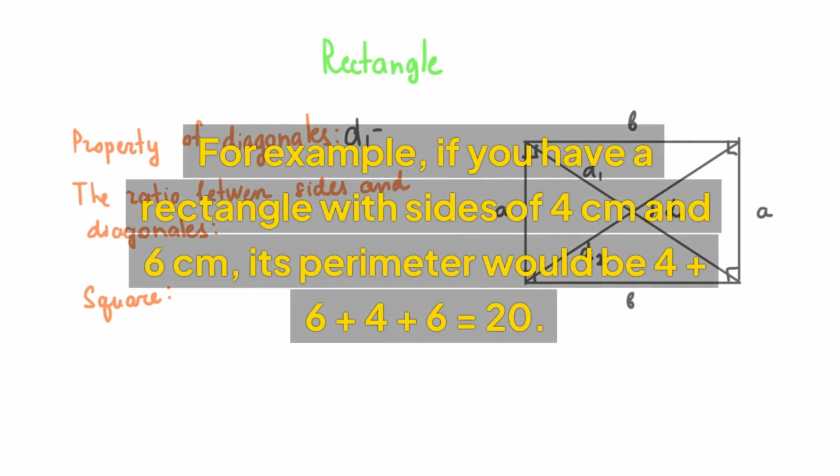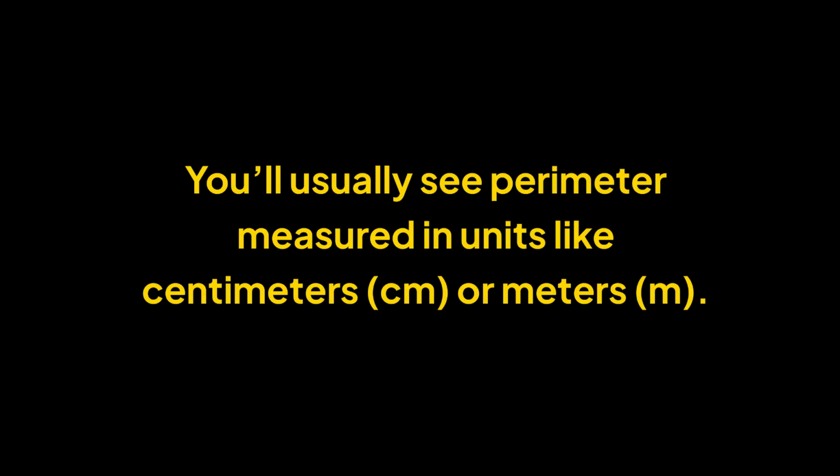For example, if you have a rectangle with sides of 4 cm and 6 cm, its perimeter would be 4 plus 6 plus 4 plus 6 equals 20. You'll usually see perimeter measured in units like centimeters, cm, or meters, m.